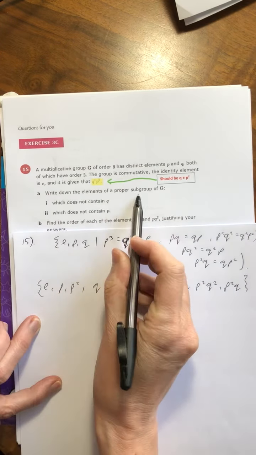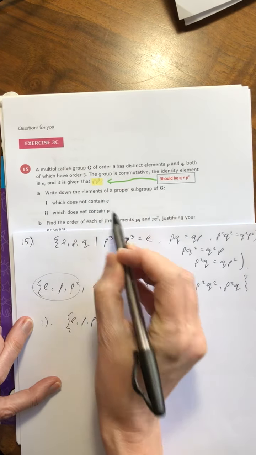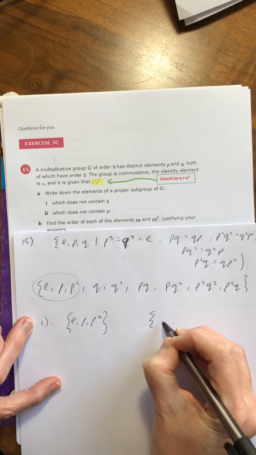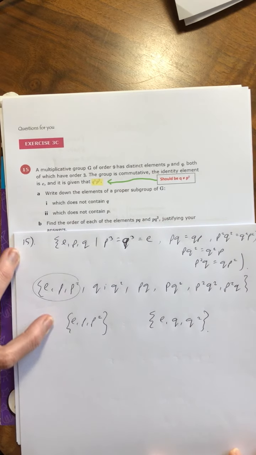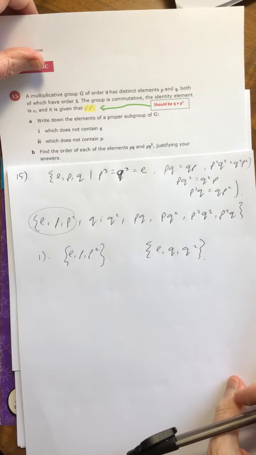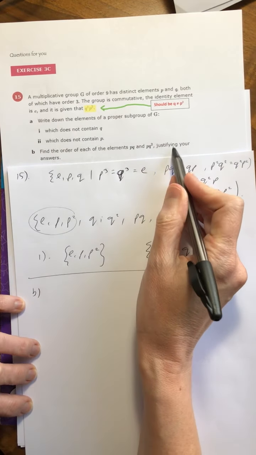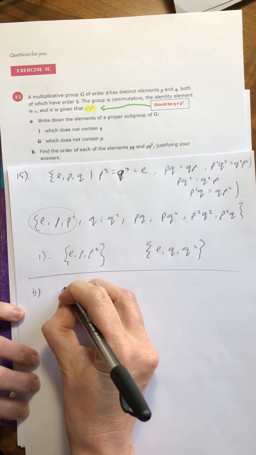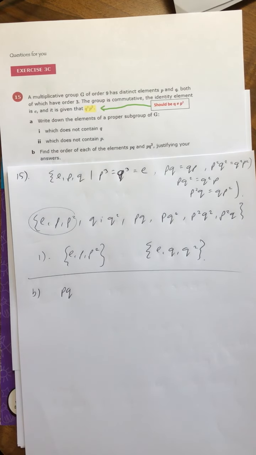Write down the elements of a proper subgroup of G which doesn't contain Q. Well, okay, it's just those, isn't it? And which doesn't contain P, so that's going to be E, Q and Q squared. So that's easy enough. Find the order of each of the elements PQ and PQ squared. So that word justify, what do they mean? Well, I think it means that you need to do a little bit more work than possibly you would want to.